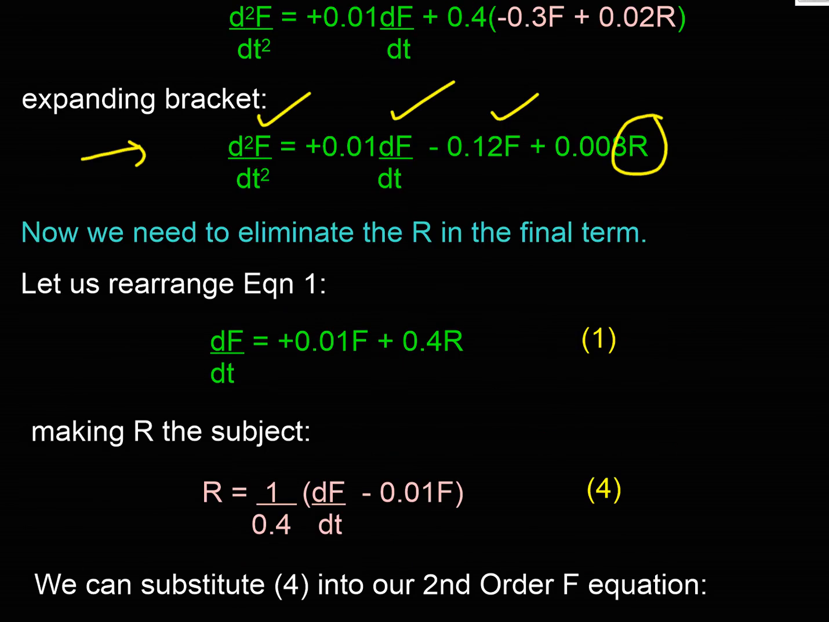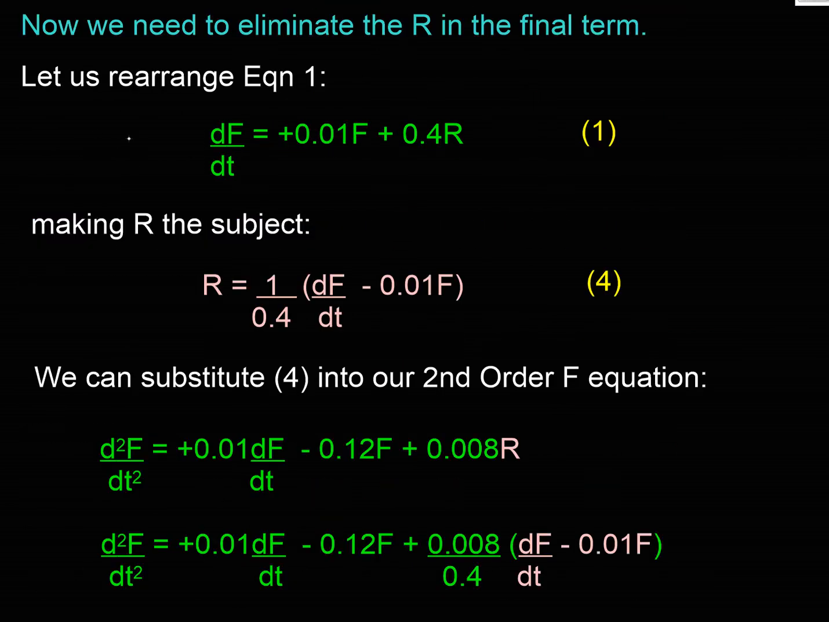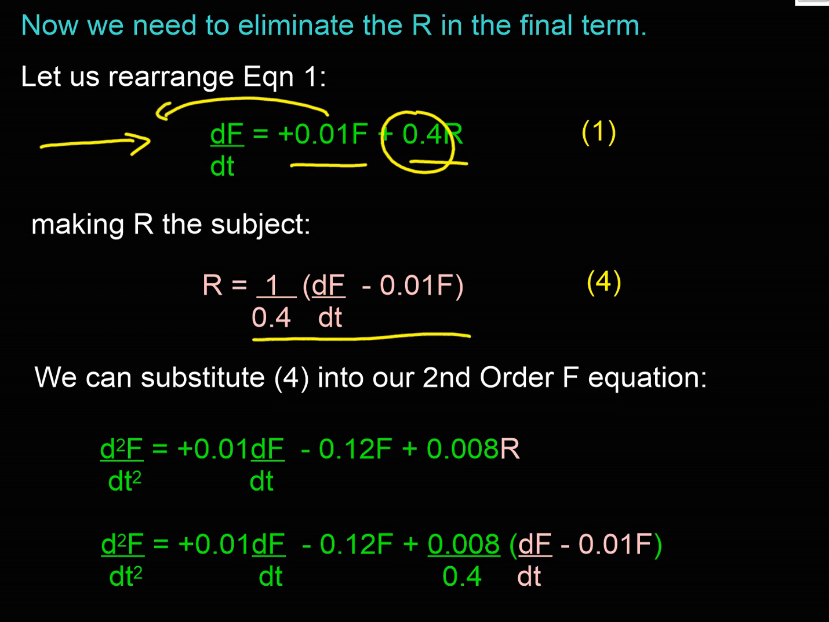Well, I'm going to go back to my first equation. Here it is. df by dt, some multiple of f, gives me some multiple of r. Well, I want to make r the subject of this equation, so if I subtract this one term and I divide by 0.4, there we go. I've now got an equation for r in terms of f.